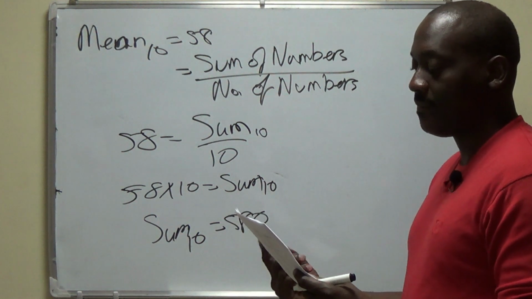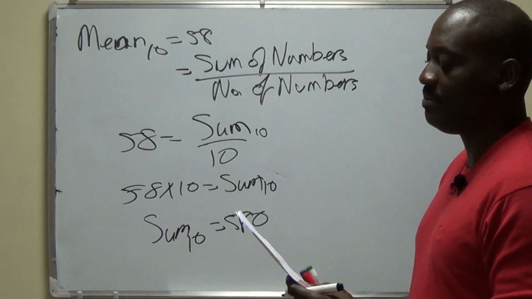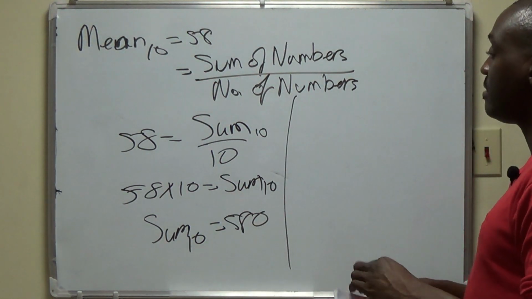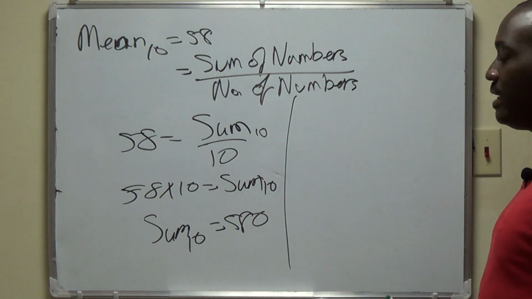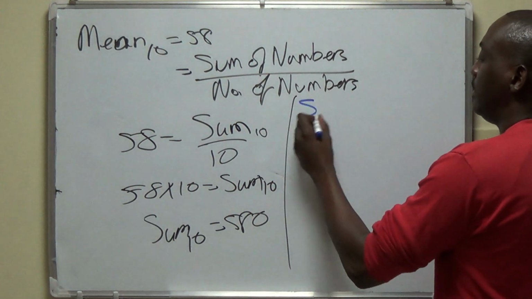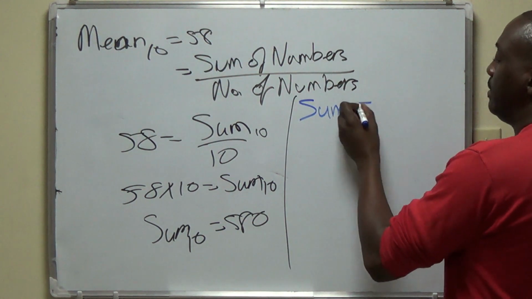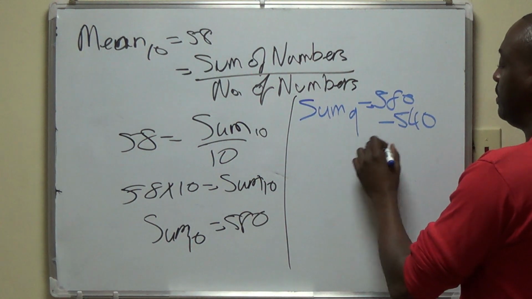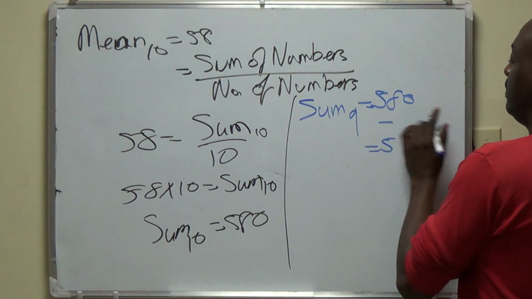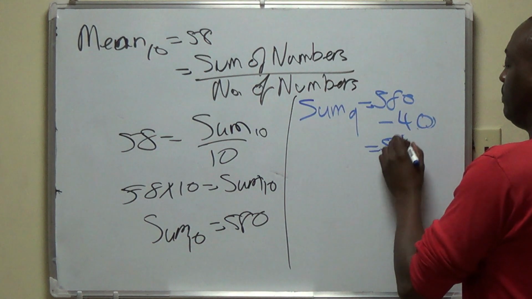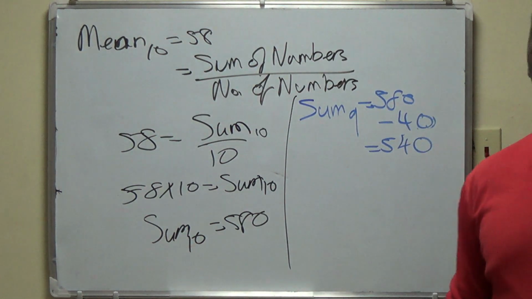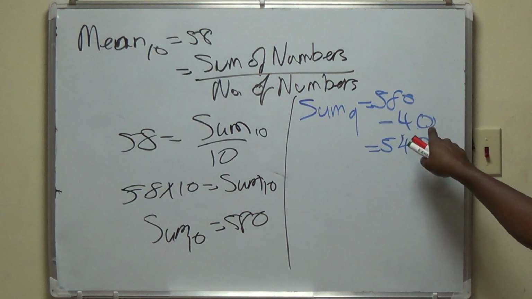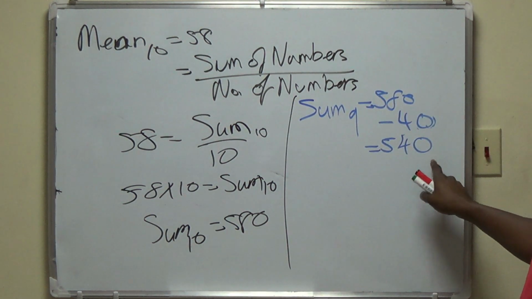What is the mean of the other 9? So if one of the numbers is 40, it means that the sum of the remaining 9 numbers, let us call that sum 9, will be equal to 580 minus 40, which will be equal to 540. So the sum of the remaining 9 numbers will be 580, which is the sum of the 10, minus 40, which is one of the 10, which will give you 540.